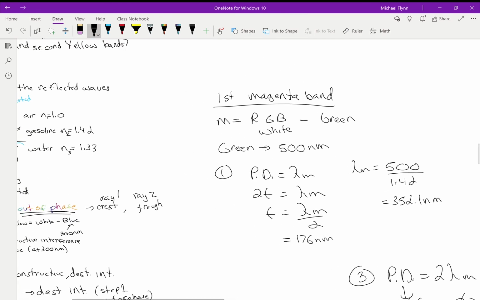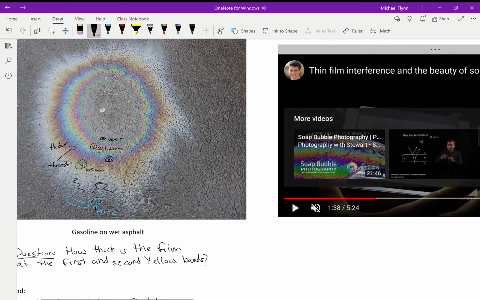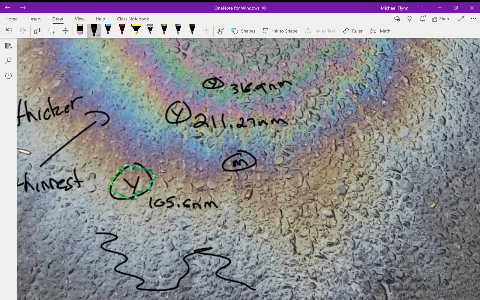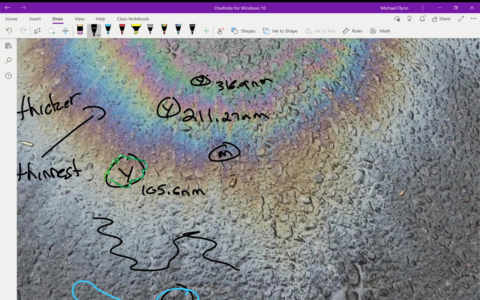So now if I go back up to my picture, I see that this green, or sorry, the magenta band here is at 176 nanometers. Isn't that cool? So what we've done is we're breaking down the thicknesses of the film based on the color of these bands. Now we could keep going. I'm not going to waste your time, but you see how it works, right?